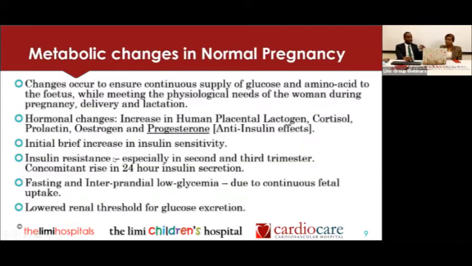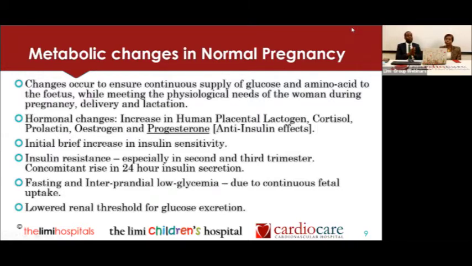Now, in normal pregnancy there are a number of metabolic changes that occur, and these changes are homeostatic. They are designed to help the baby and to prepare the mother for the rest of pregnancy and for delivery. Number one, we have a growing fetus. The fetus is at a disadvantage, and nature has to do something to make sure the baby can get a continuous supply of glucose, such that the baby can grow the way it is supposed to. Apart from that, there is a need to meet the physiological needs of the woman during pregnancy itself, delivery, and lactation.